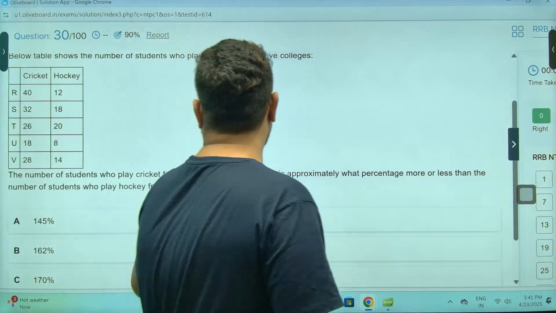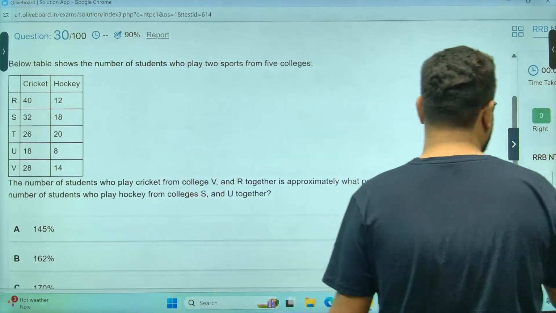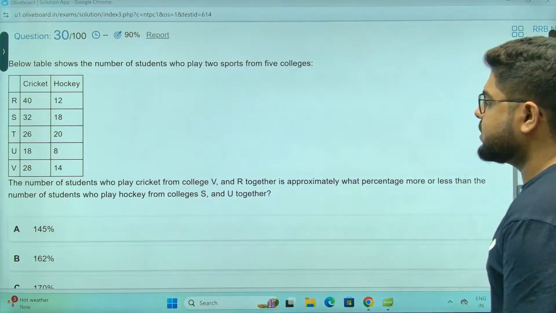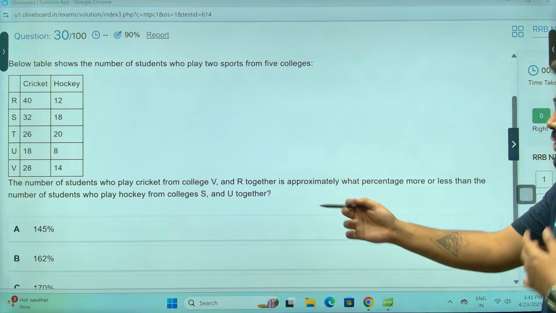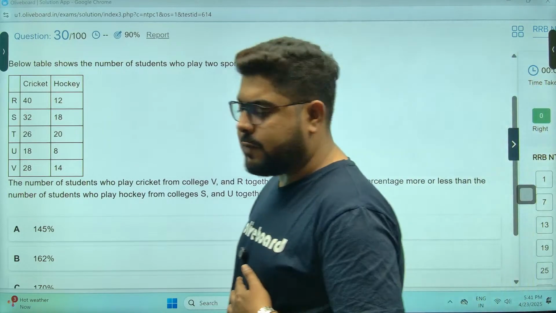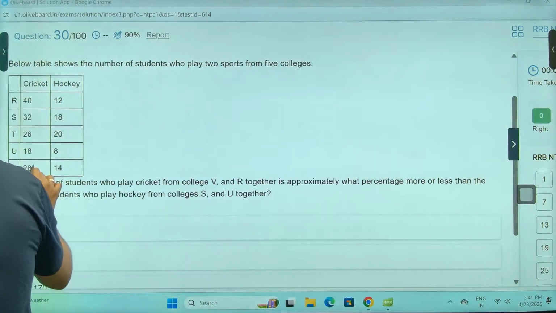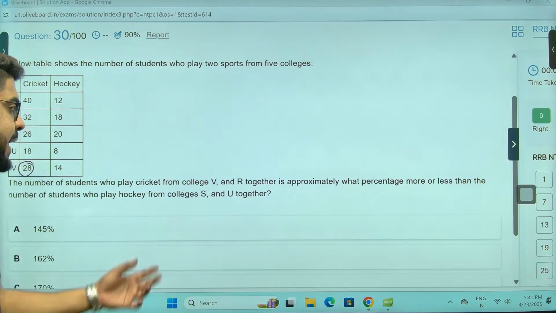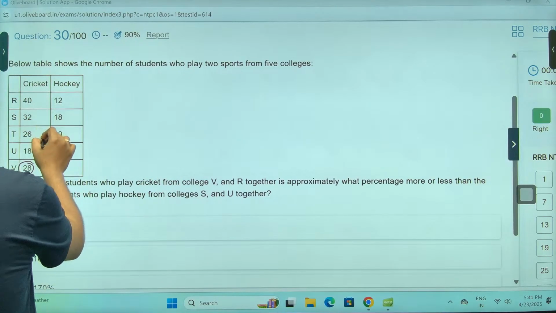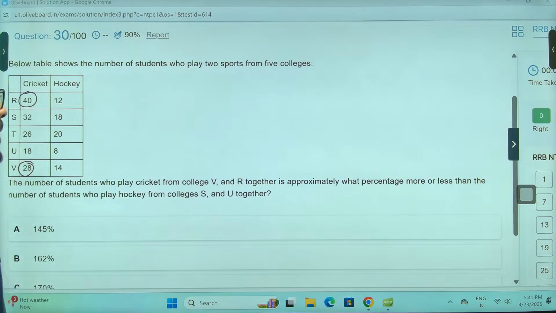Below table shows the number of students who play 2 different sports from 5 colleges. Number of students who play cricket from college V. Okay, cricket from college V is 28, and together 40. That is totally, sir, 68.